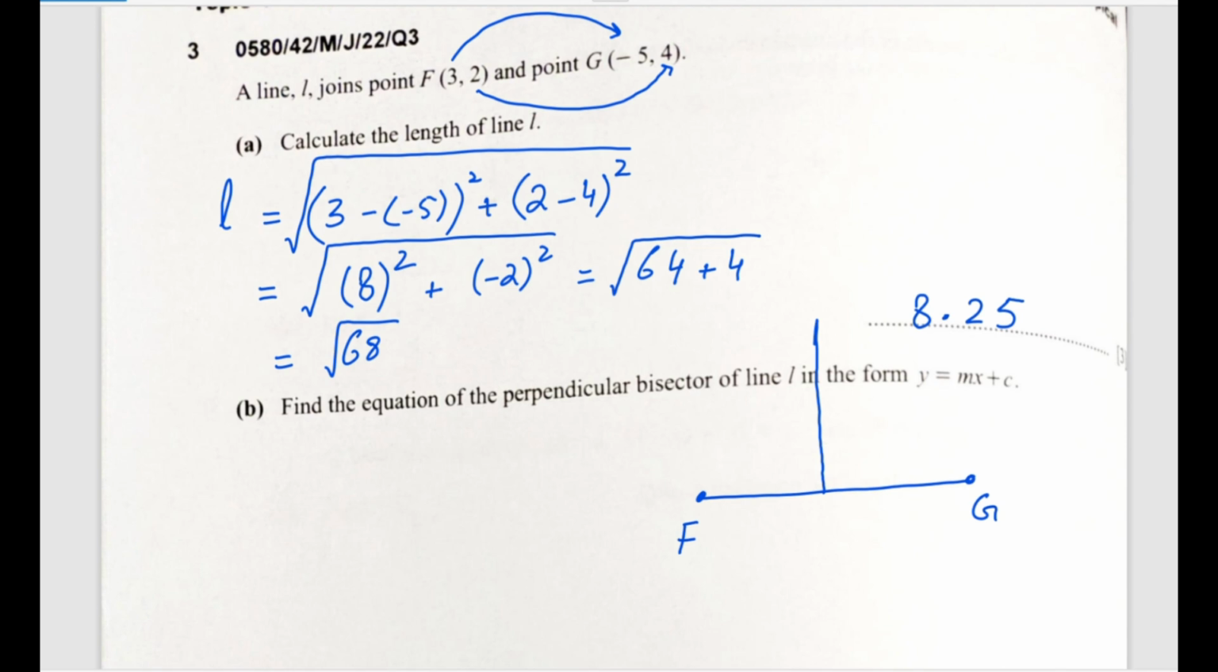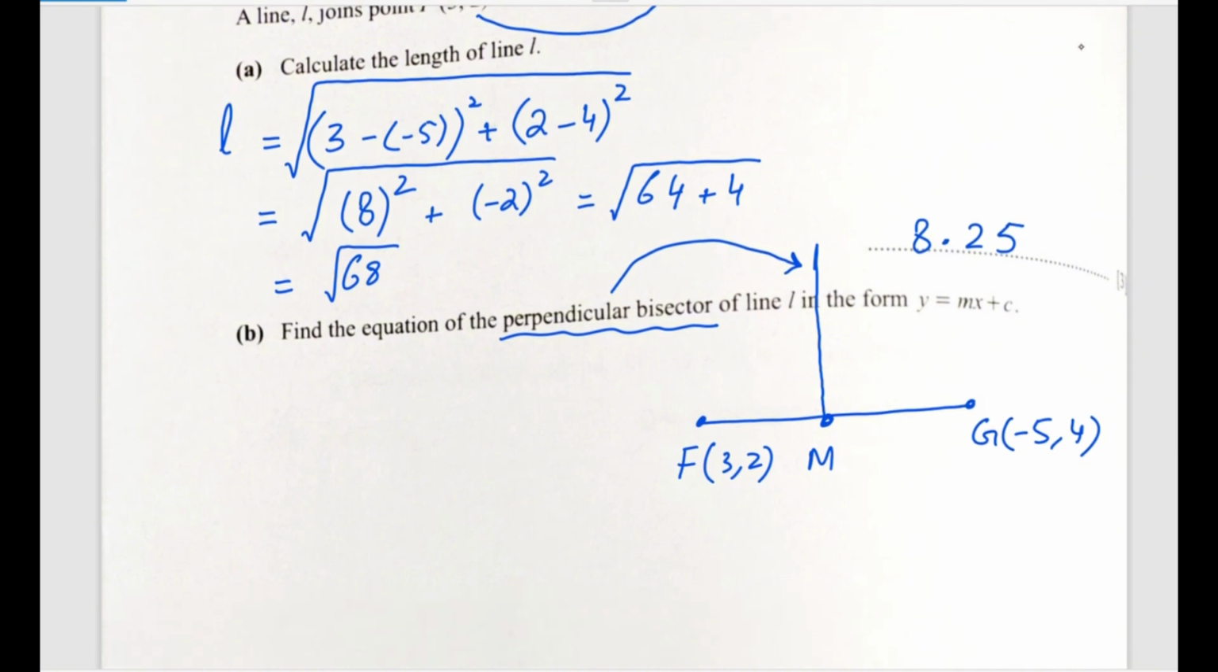So here are the points F and G. The point F is (3, 2) and the point G is (minus 5, 4). And this is the perpendicular bisector line, which we have to find. First of all, we will find the midpoint, because in order to find the equation, one coordinate point and the gradient should be known. Then we can find the equation. So first of all, we will find the midpoint of FG.